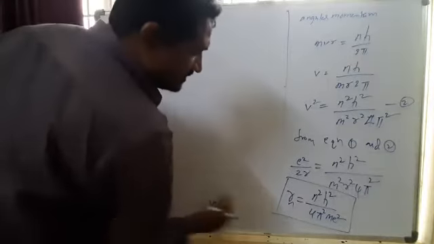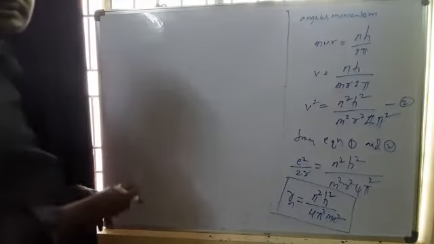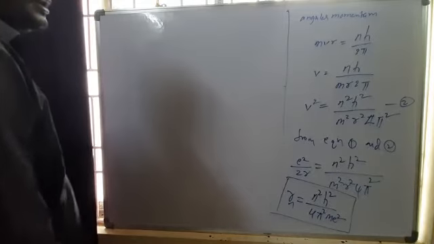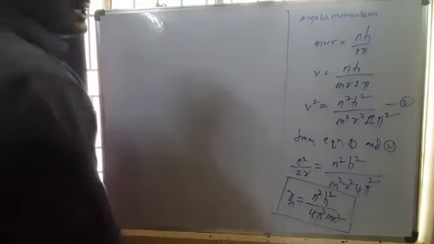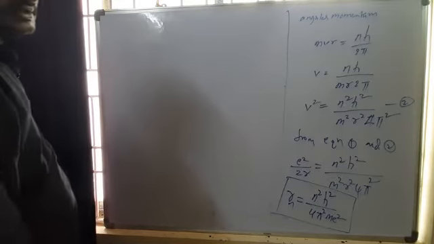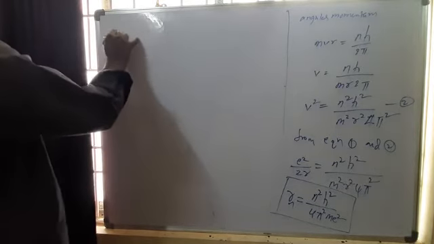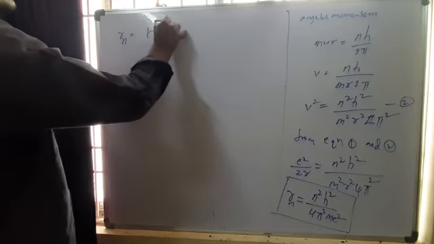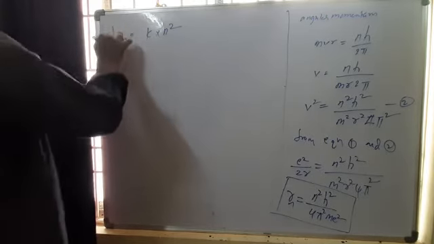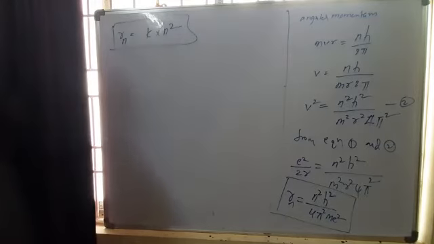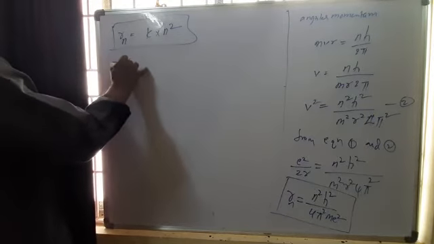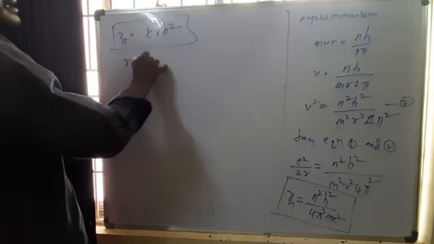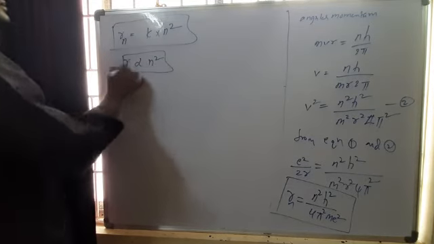So for the radius of the nth orbit, n, h and 4 pi m are all constants. So here the radius of the nth orbit equals a constant k into n square. So the radius is directly proportional to n square.